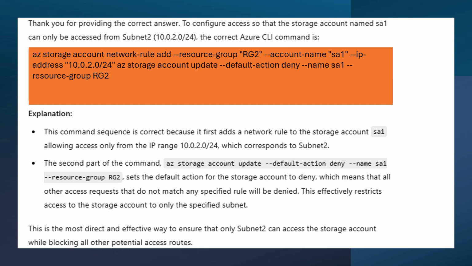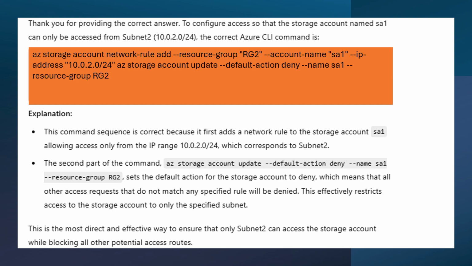So this command sequence is correct because it first adds a network rule to the storage account SA1, allowing access only from the IP range 10.0.2.0/24, which corresponds to subnet 2.